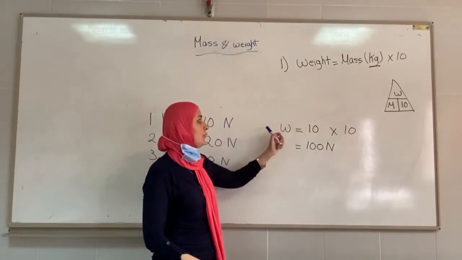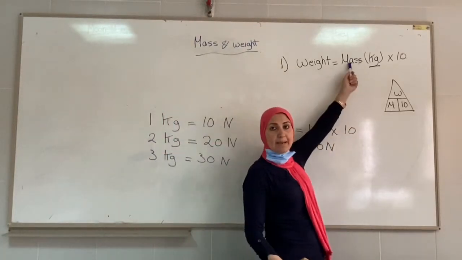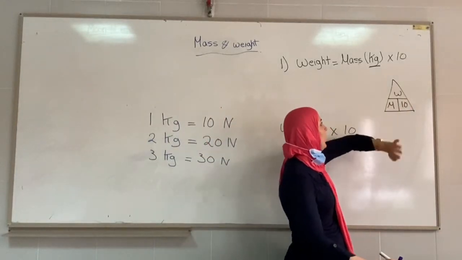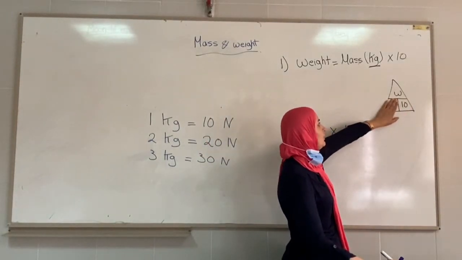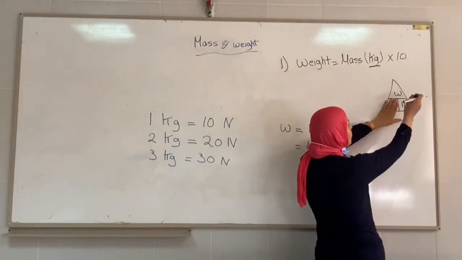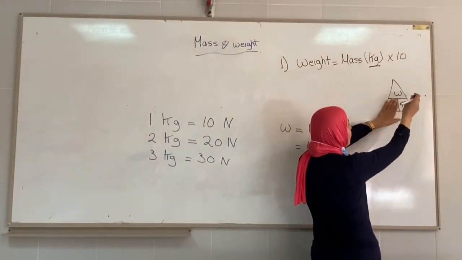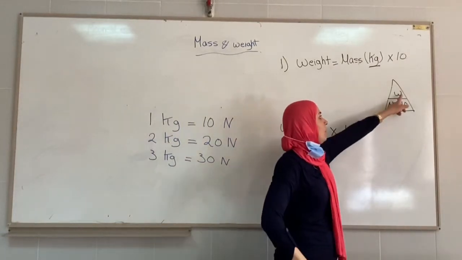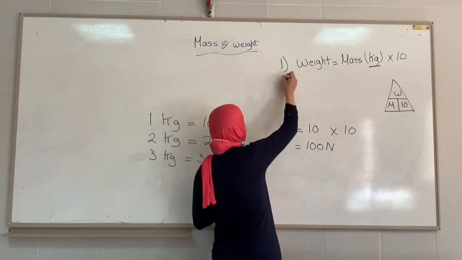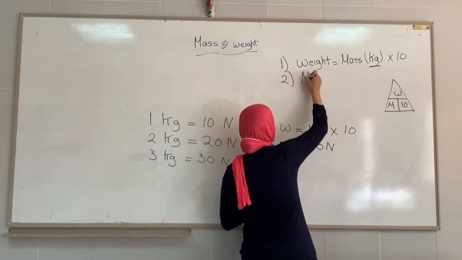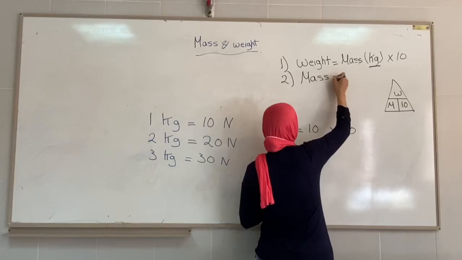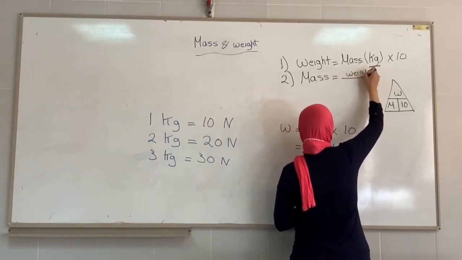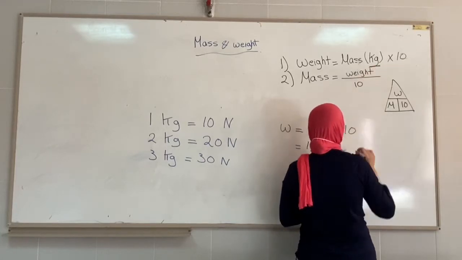Right, if I have the weight, can I calculate the mass? Yes, of course. How? I have the weight. I want to calculate the mass, so I will do like this. So the mass is going to be weight divided by 10. So this is rule number 2. The mass is equal to the weight divided by 10.